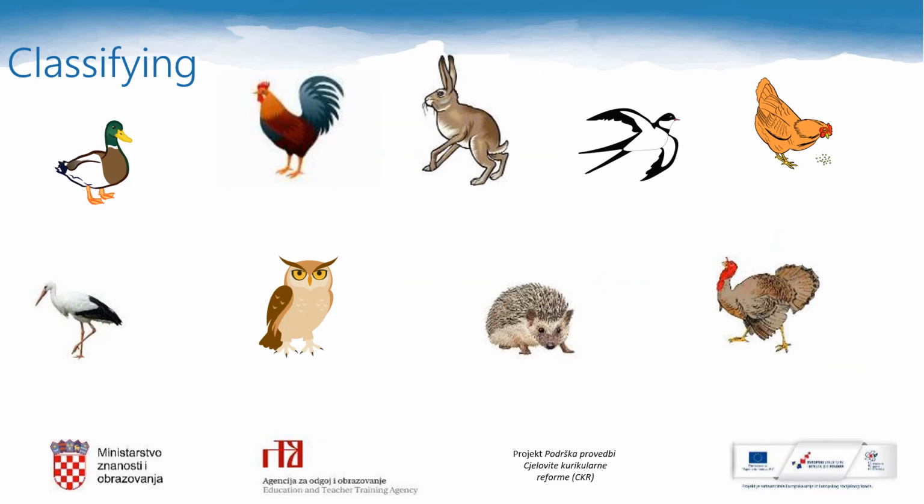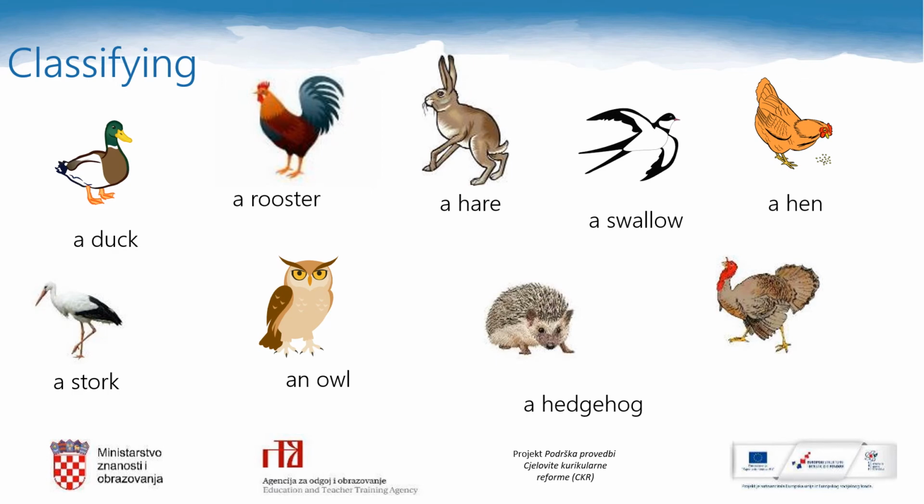As we said earlier, we can classify different things around us, and objects, and even animals. So let's see, I will just remind you now of the names of the animals, and then later on, you will try to classify them by yourselves. All right, so we have a duck, a rooster, a hare, which is what? A wild rabbit, right? This bird, a swallow, a hen, a stork, an owl, a cute little hedgehog, and a turkey.